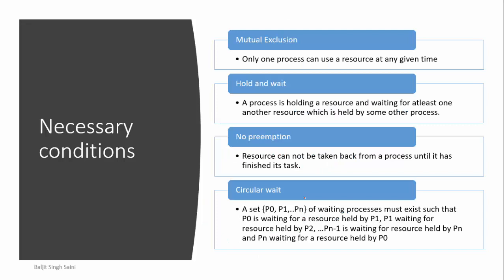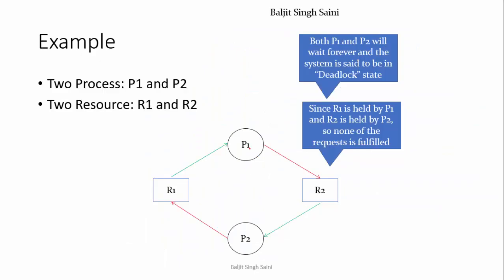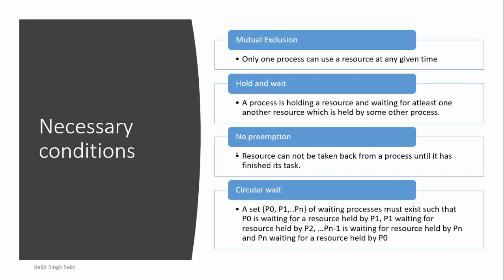फोर्थ कंडीशन इज सर्कुलर वेट. सो इफ देयर आर n number of processes, then there must exist such a state such that P0 is waiting for the resource held by P1, P1 waiting for resource held by P2, so on, and Pn waiting for the resource held by P0. एक सर्कल बनना चाहिए कि जैसे P1 वेट कर रहा है रिसोर्स R2 which is held by P2. Similarly, P2 is waiting for the resource held by P1. ऐसे ही अगर सर्कल में दो प्रोसेस हो सकते हैं, 3, 4, there can be n number of processes. So that is circular wait. So these four conditions should be satisfied for the deadlock to occur.